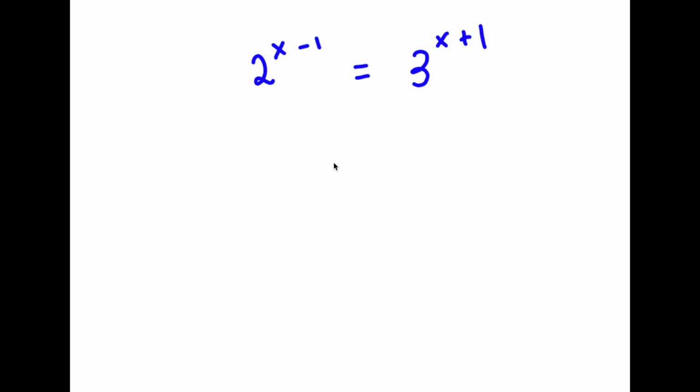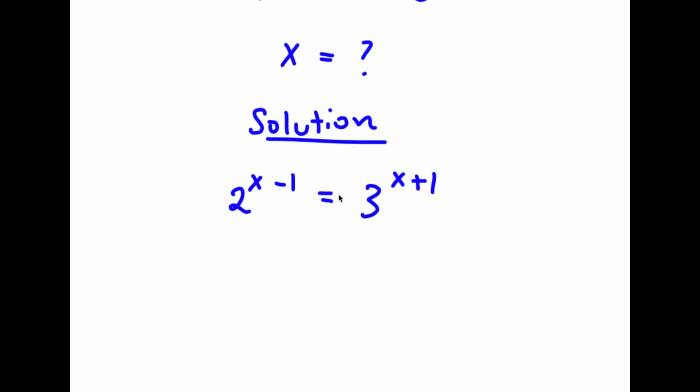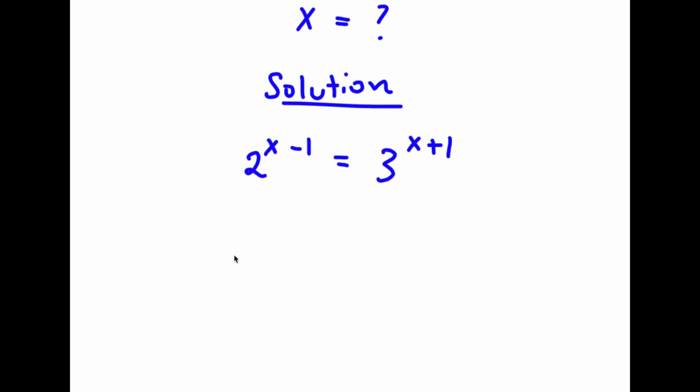Alright, so in this problem, I have 2 to the power of x minus 1 is equal to 3 to the power of x plus 1. So I want to find the value of x here. So for my solution, I first start with 2 to the power of x minus 1 is equal to 3 to the power of x plus 1. Now, I'm actually going to take the log on both sides.